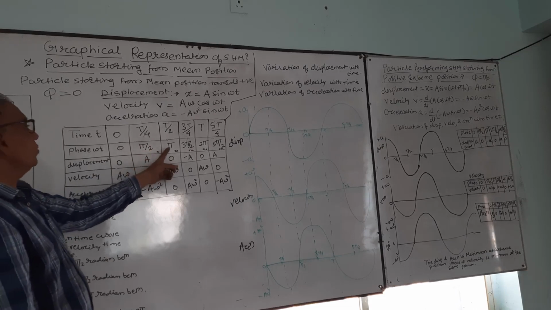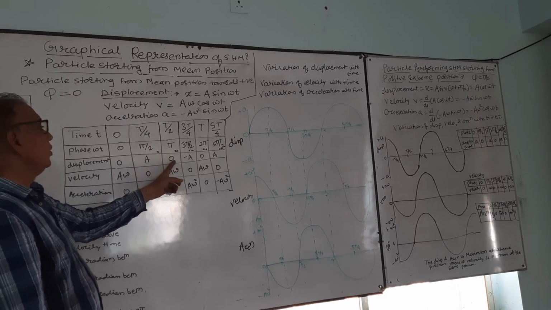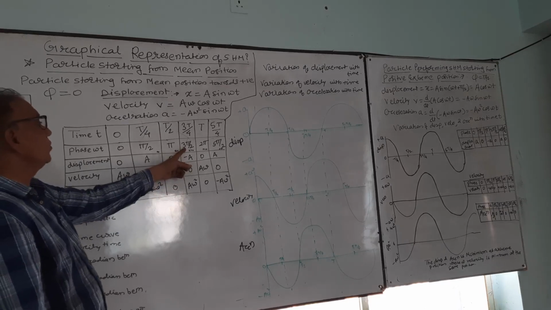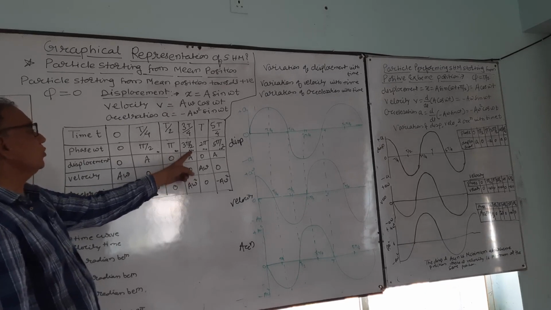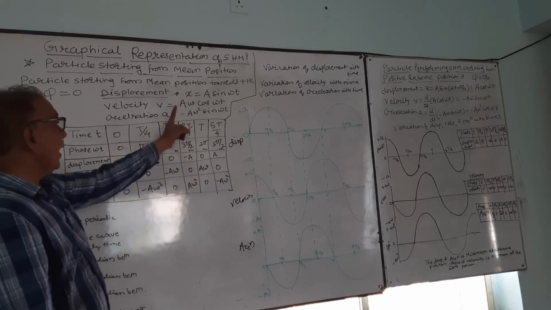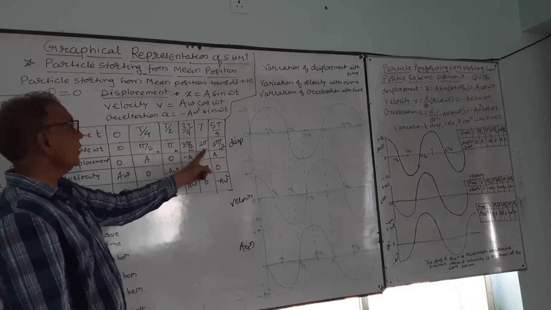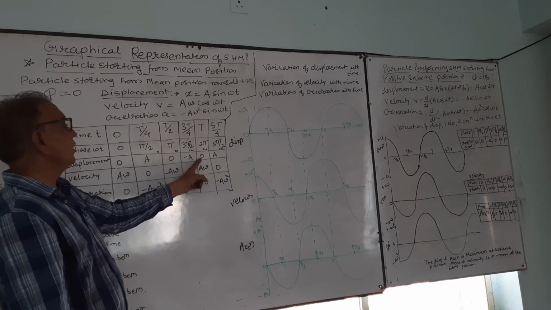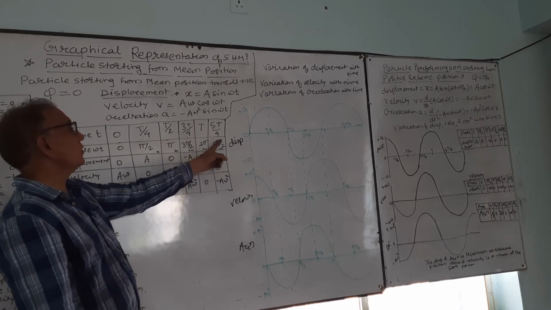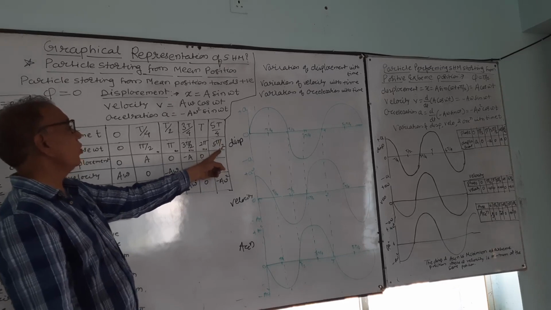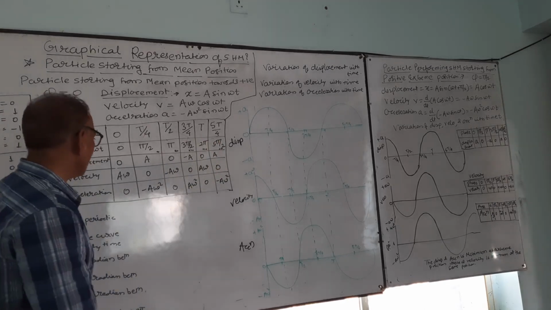Third, x is equal to a sin of pi. Its value is sin of 180 degrees, which is 0. And next, x is equal to a sin of 3 pi by 2. Its value is minus a because sin of 270 is minus 1. x is equal to a sin of twice pi, that is 360. Its value is 0 because sin 360 is 0. And finally, x is equal to a sin of 5 pi by 2, 450. Its value is 1. Therefore, its value is only a.